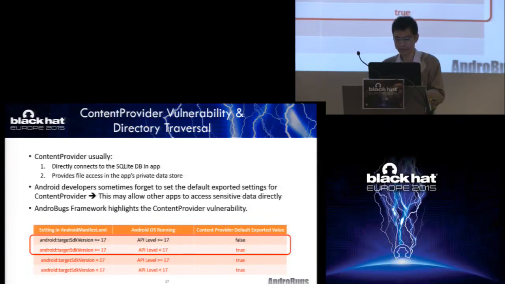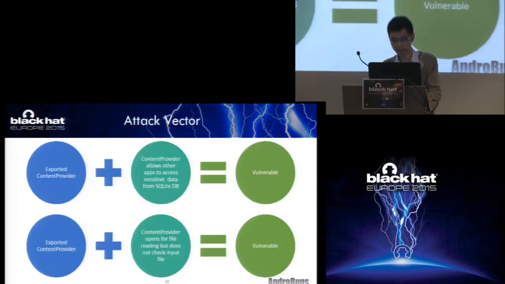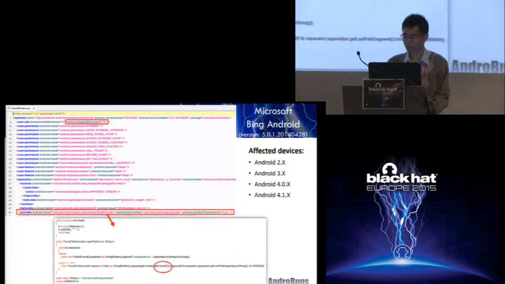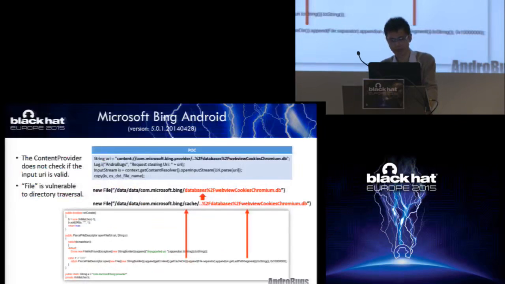And Androbugs will highlight these content provider vulnerabilities. Okay, so this is attack vectors. The key point is the exported data must be the sensitive data. Okay. So in the earlier version of Microsoft Bing, these content providers did not set the exported settings, which means it is exported by default on some platforms. So from the compiler Java code, you can see it allows other applications to access the files under its cache directory. Okay, so unfortunately, it used the file API. So, which is vulnerable to directory traversals.